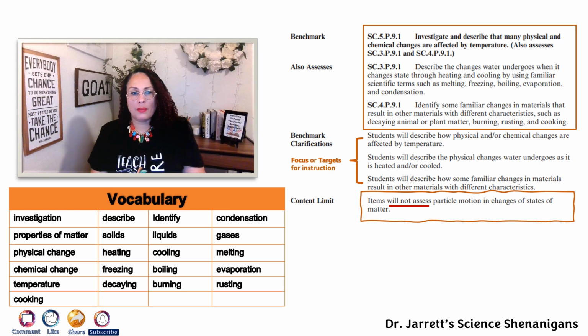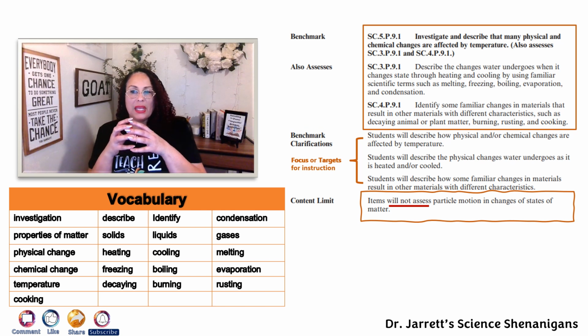So, the students would need to do an activity that includes those things. SC.4.P.9.1 identifies some familiar changes in materials that result in other materials with different characteristics, such as decaying animals, plant matter, burning, rusting, and cooking.